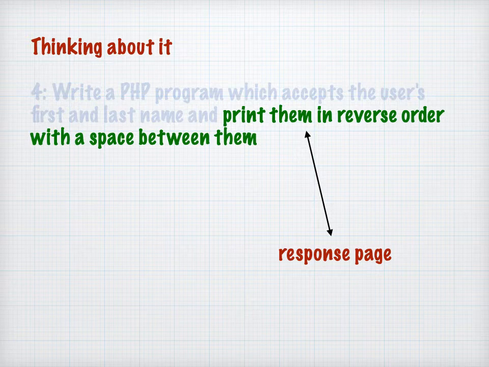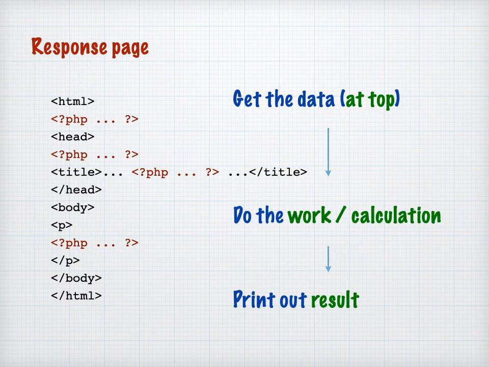Now, response pages, the PHP has a flow, and we flow from the top to the bottom. So that would mean something like get the data, do the work, or do the calculation, whatever the process is that we're actually going to perform, and then print out the result at the bottom. That's a very simple response page. Of course, when it comes to flow, the flow here is from top to bottom.